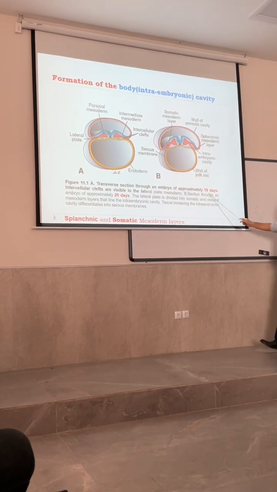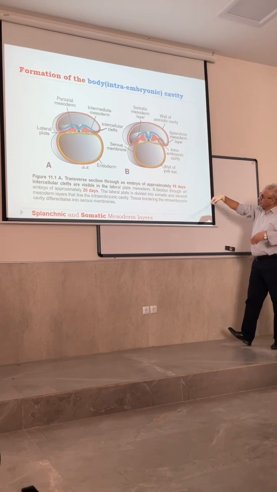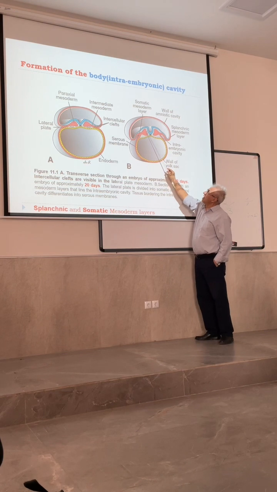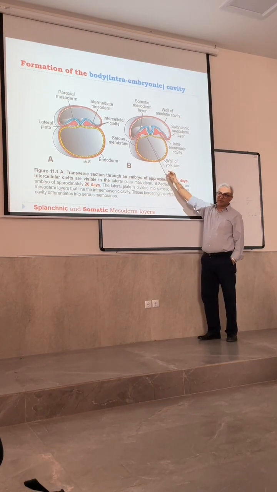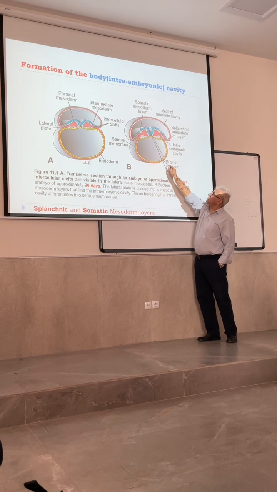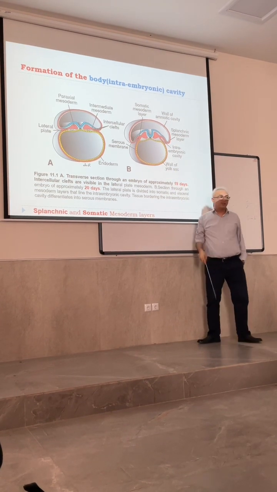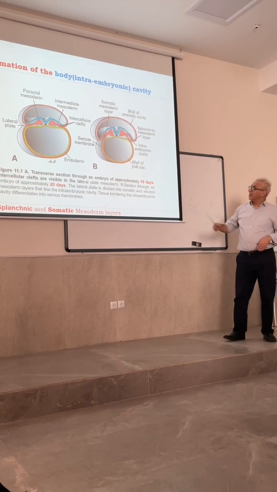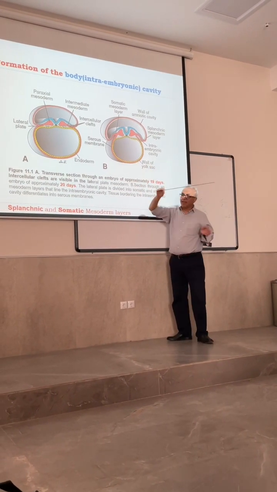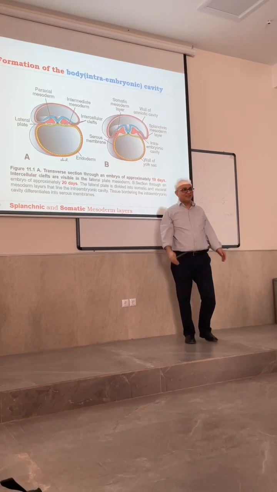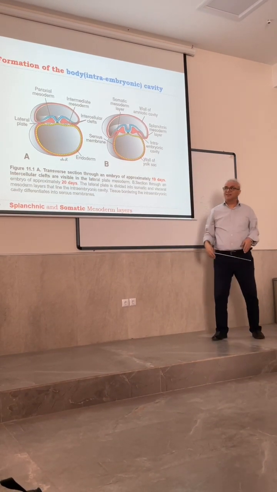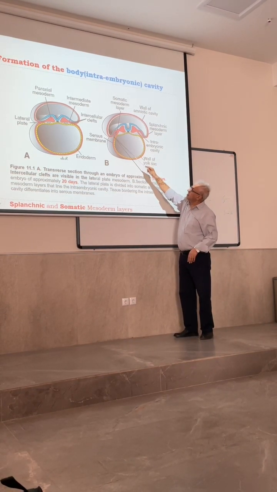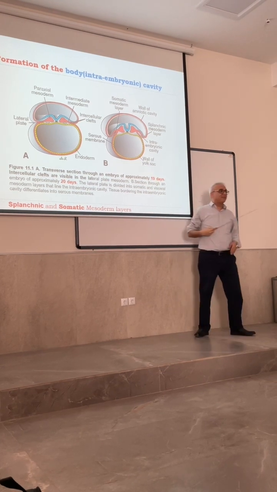By the development in the next week, the next day, look here, because of the appearance of the somite, paraxial mesoderm, and development of the neural tube, we have two foldings: lateral folding and craniocaudal folding, head and tail folding. If you look here, during the lateral folding, a new cavity appears.